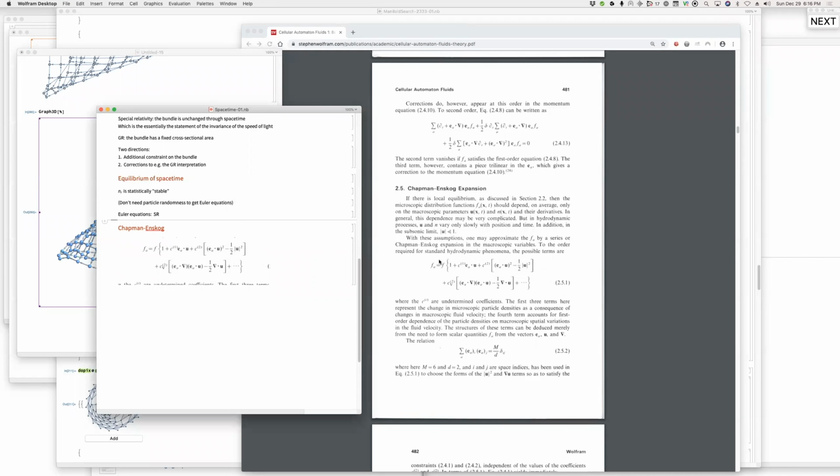Okay, so my claim here: the first three terms represent the change in microscopic particle densities as a consequence of changes in macroscopic fluid velocity. Fourth term accounts for the first order dependence of particle densities on the macroscopic spatial variations in fluid velocity. Okay, so what's the analog of any of those things?